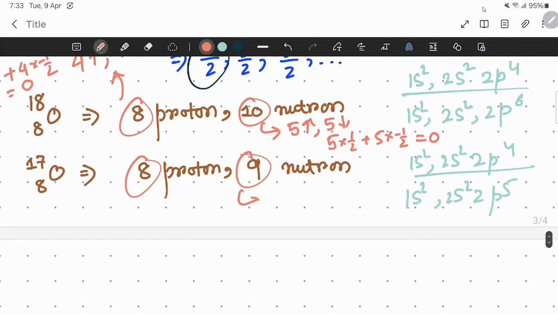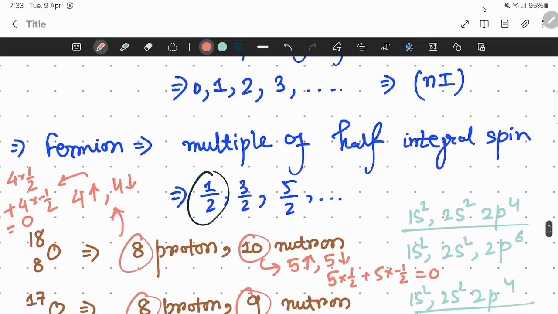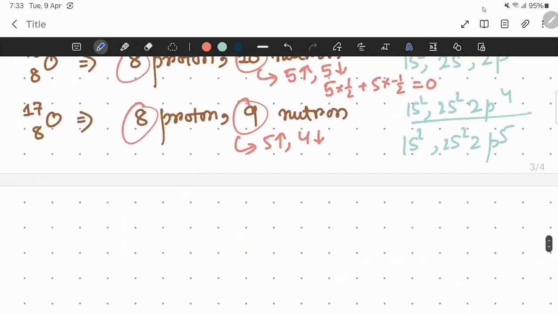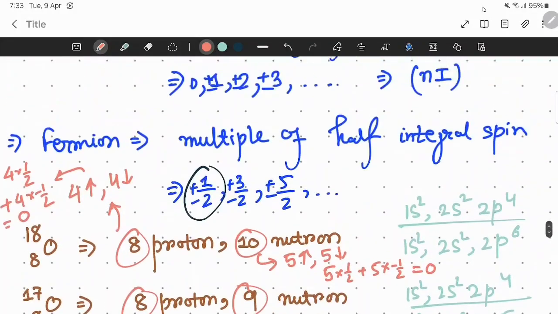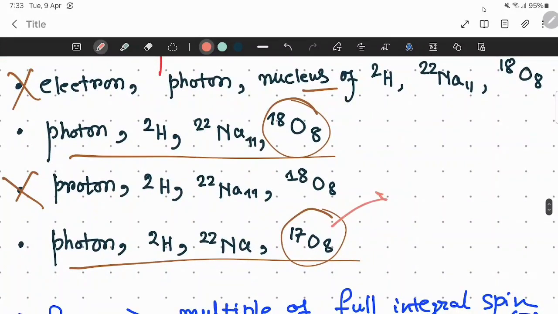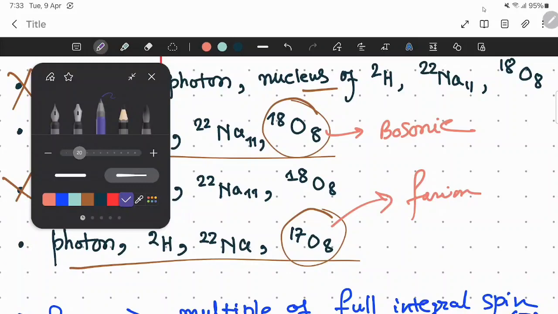But in the case of 9, 5 up neutrons, 4 down neutrons, or vice versa, we don't know. So let me make it general, plus minus. So it will be 5 into half plus 4 into minus half, so eventually half. So you can see that this nucleus is a fermionic nucleus, but this nucleus is a bosonic nucleus. So this will be our correct option. Okay.